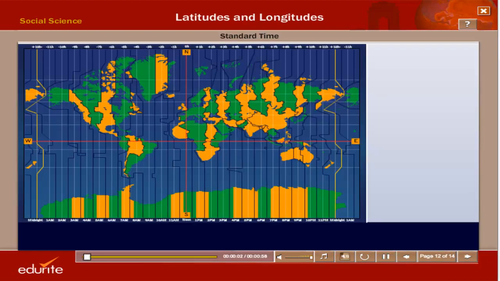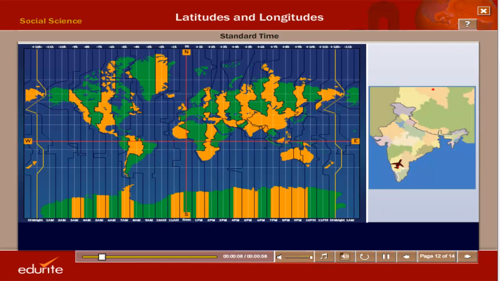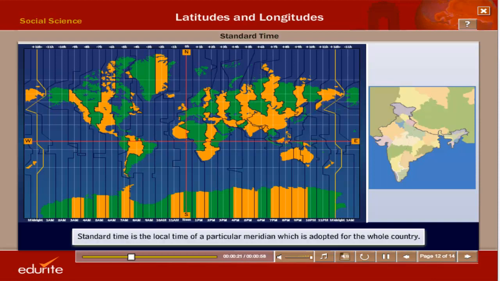Standard time. If places situated at different meridians keep their local time, then travelers from one place to another would have to keep adjusting their watches. To overcome this problem, a uniform time known as standard time is selected for the country. Standard time is the local time of a particular meridian which is adopted for the whole of the country, and that meridian is called the standard meridian.